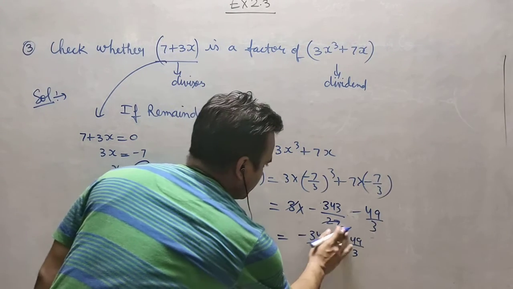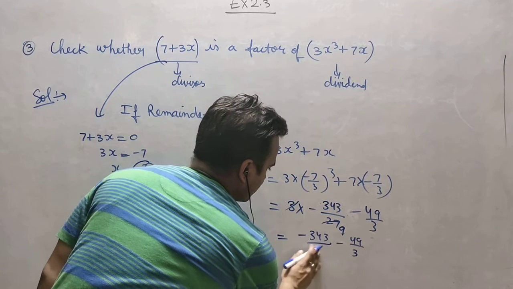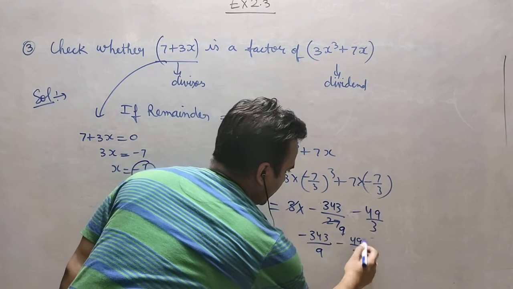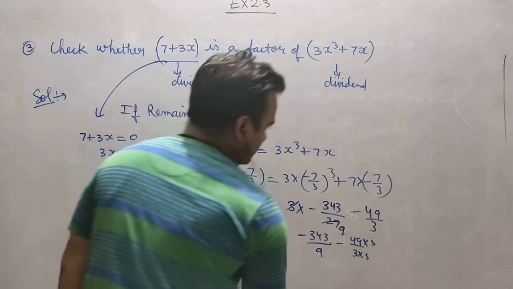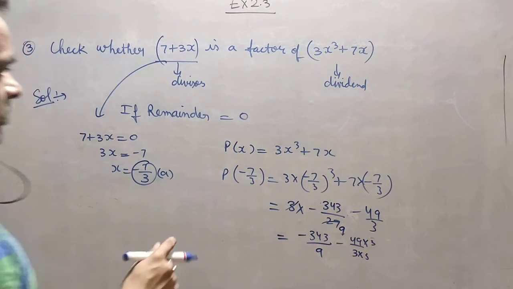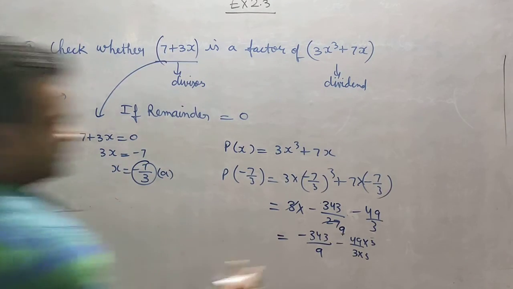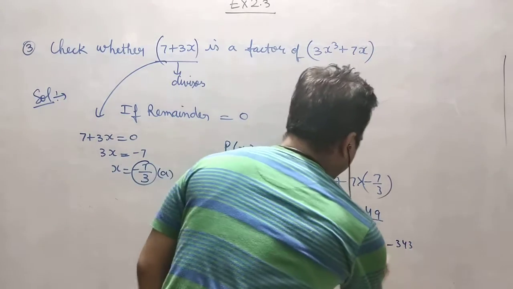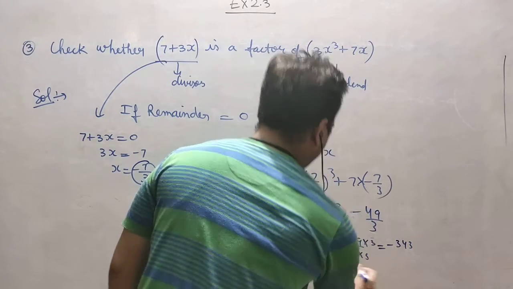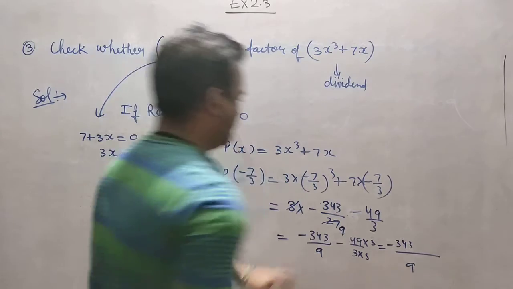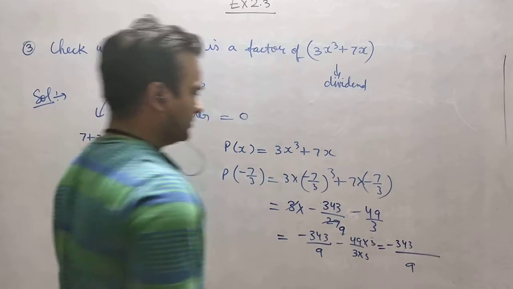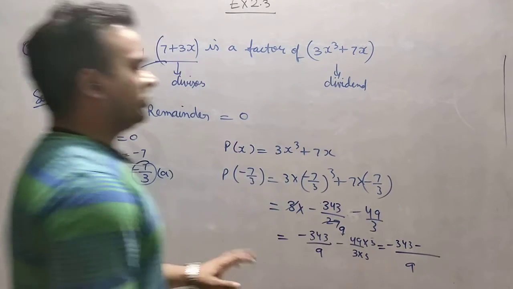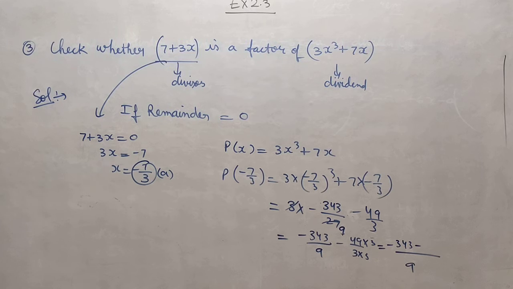Sorry, it is 9. So can we make it 9? So you can see here, I am trying to make here minus 343, and this one will be 3 3s are 9, which is the LCM. So we are keeping 343 as it is. It is not 0, right? You can see here it is not coming 0.